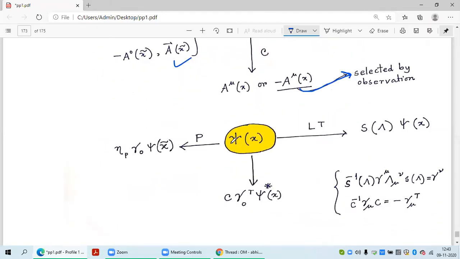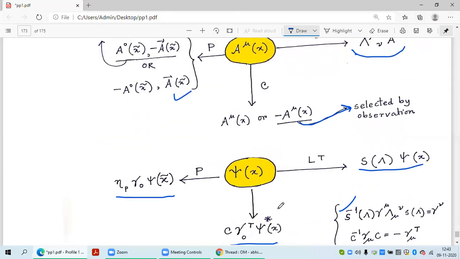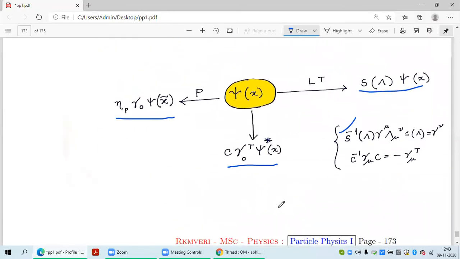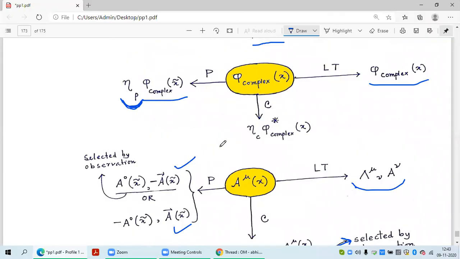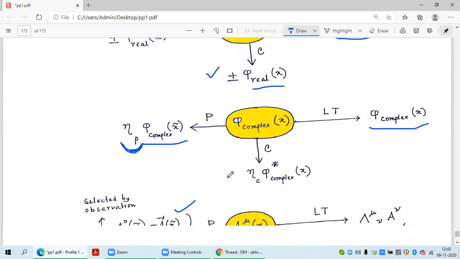And this complex psi field, under Lorentz transformation, transforms like this, where S is this. Under parity, it should transform like this. Gamma 0 is there, and eta p is a phase. Under charge conjugation, it should transform like this. So this is the whole summary of these classes. For our next classes, you have to keep this page in front of you, because we will use these results. So I put all these results in a single page.